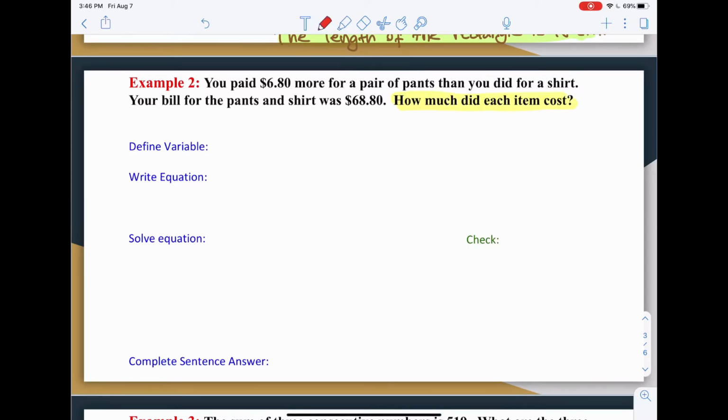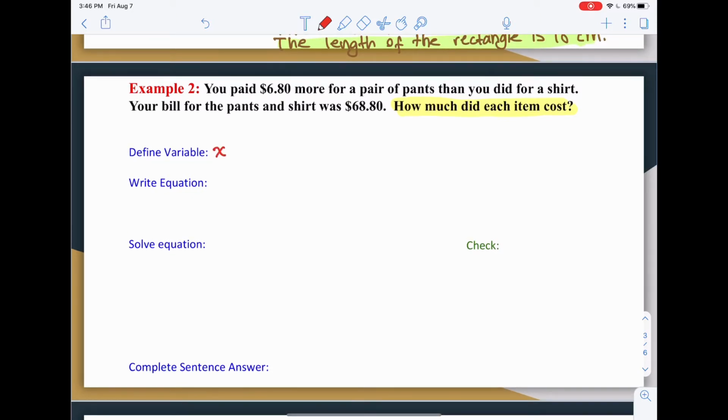And let's start with defining our variable. When you're defining your variable, you are going to build one piece of information on the other. So we're looking for the original information. It says that you paid 6.80 more. So then we're adding 6.80 to something else, and that something else would be my variable. In this case, it is going to be the shirt. So let's go ahead and call our variable x to represent the cost or the price of the shirt.